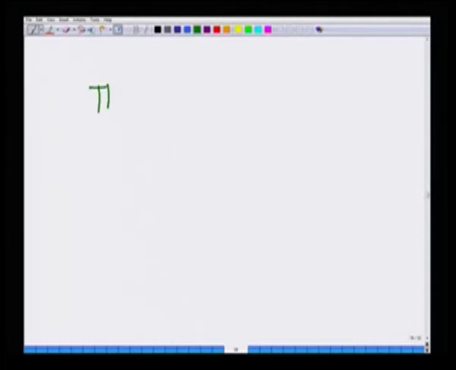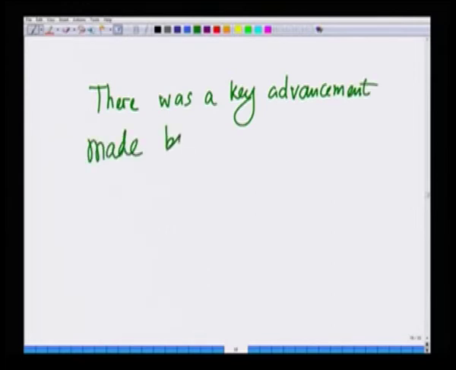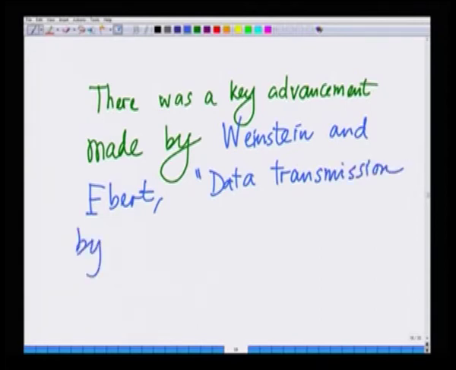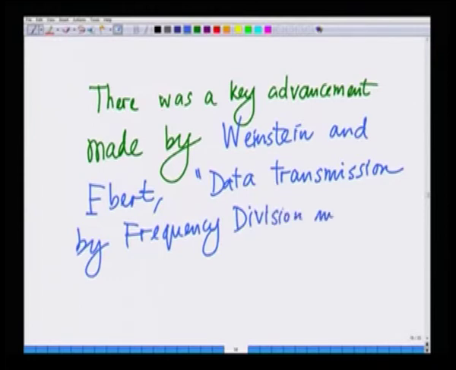So there was a key advancement made by Weinstein and Ebert in 1971. This was by two people, Weinstein and Ebert, which was proposed in their landmark paper, Data Transmission by Frequency Division Multiplexing using the Discrete Fourier Transform.